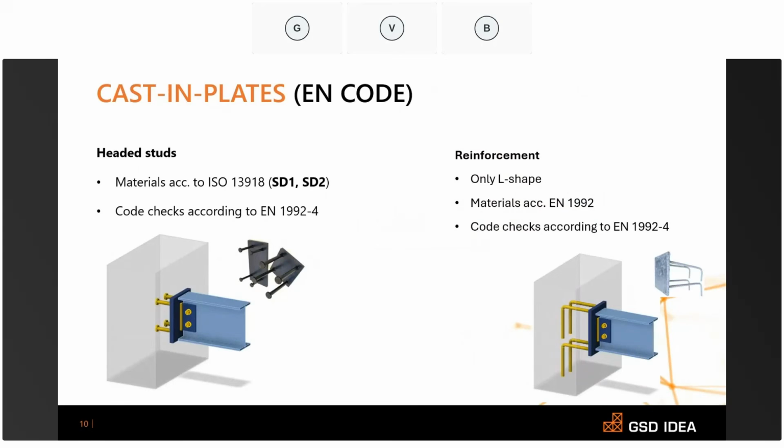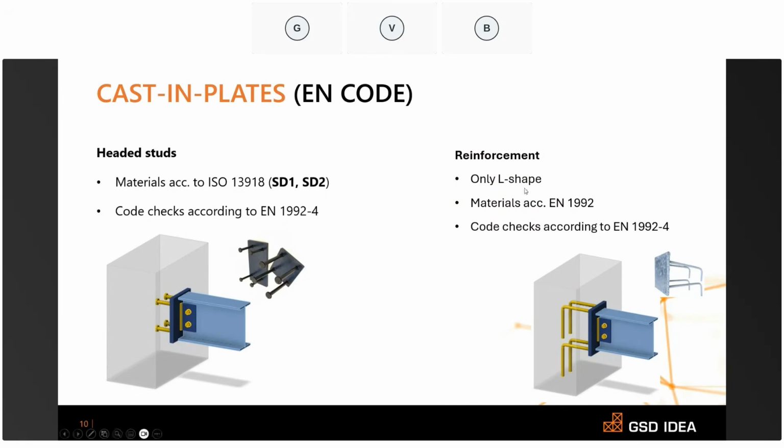Moving on to the first one, the cast-in-place anchors, starting with the headed studs. These are modeled according to ISO 13918, which defines the material type as SD1 and SD2. And of course, all the code checks are performed in line with Eurocode 1992-4. Then for the reinforcement, we have the new L-shaped configuration, which represents the typical reinforcement anchor shape used in real-life foundations. Again, the materials are based on EN 1992, and the code check follows 1992-4.